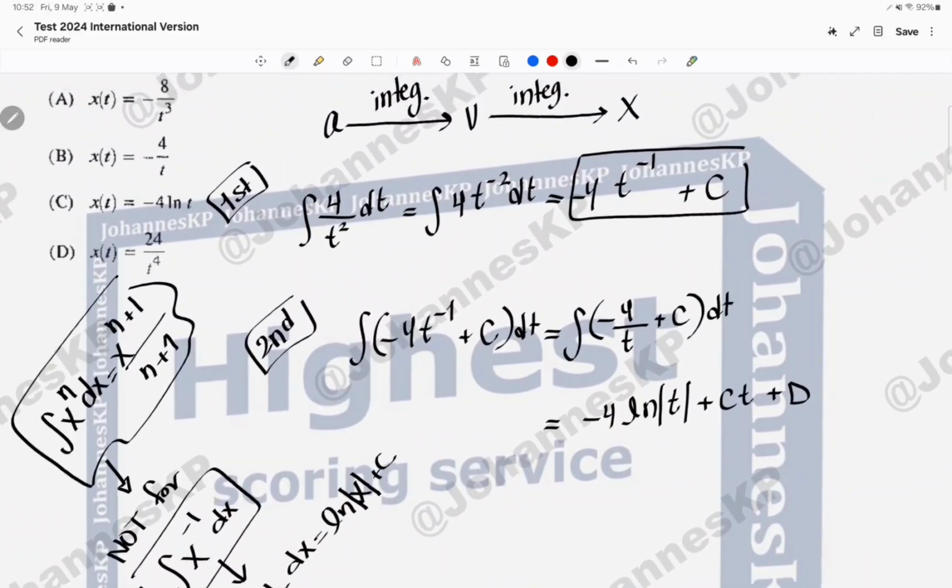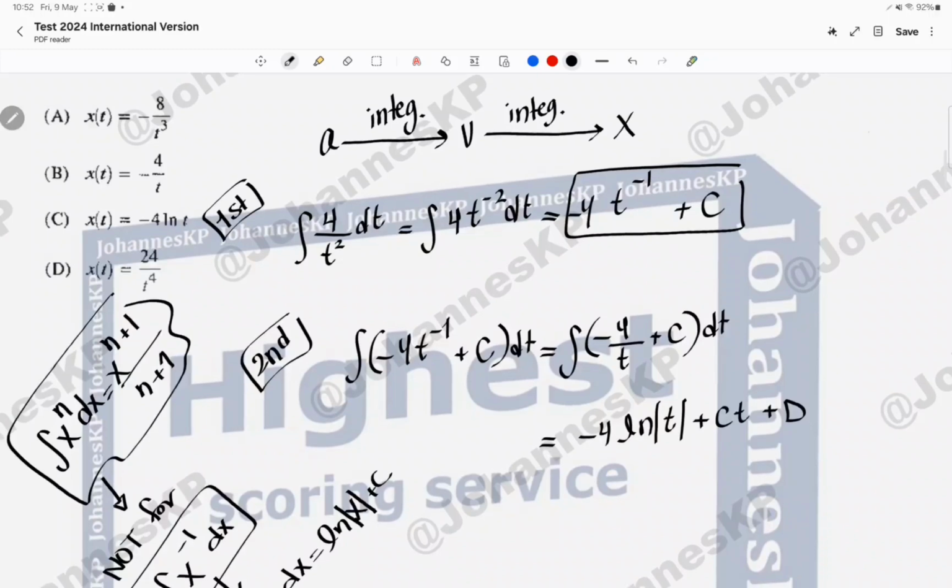So, which one is our closest answer? Yes, C. Now, of course, someone is going to say, but we don't see ct, we don't see d. It's very possible that c was a 0, and very possible that d was also a 0, because they are constants. Maybe it could be 0, it could be a number, but we don't know. Well, our closest answer is going to be C. Okay.